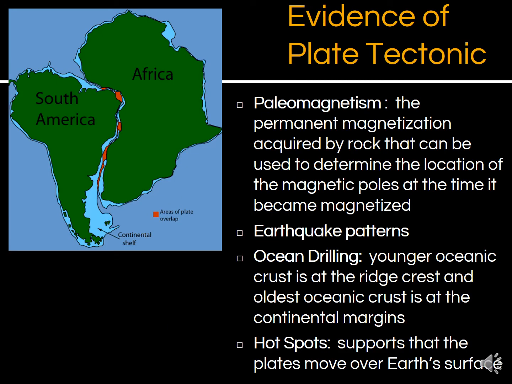So again, how else do we know that plate tectonics did? Well, the paleomagnetism. This is basically the magnetism acquired by rock that can be used to determine the location of the magnetic poles. Okay, then we have earthquake patterns. We usually don't get earthquakes here, but we do have a fault line. We just had an earthquake here not too long ago, so that's going to be one of our studies. Ocean drilling: younger oceanic crust is at the ridge crest, and the oldest is at the continental margins. Hot spots support the plates that move all over the Earth's surface.